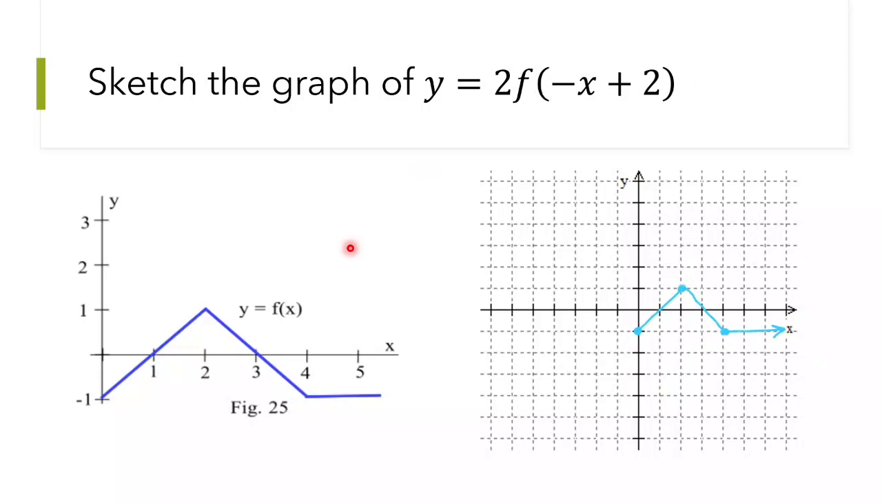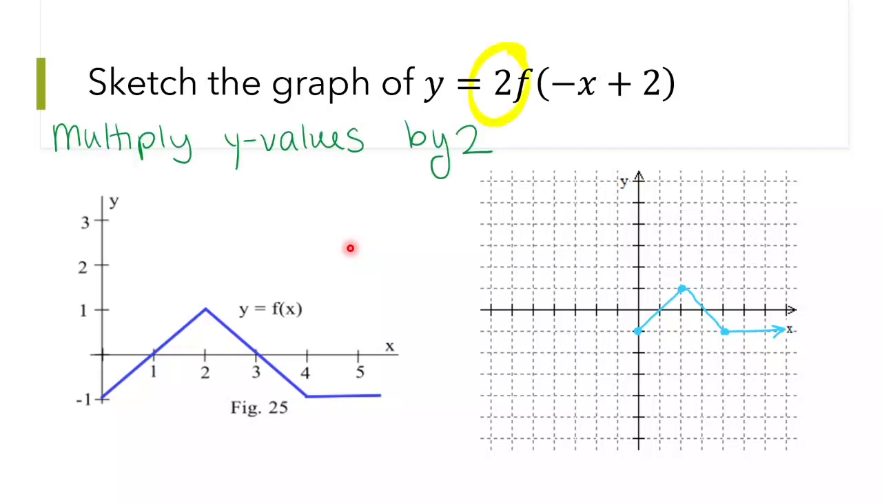Once again, I see both input and output transformations. I'll do my output transformations first. That 2 that's outside of the f of x is being multiplied. Output transformation, it's going to impact our y values. So I'm going to take all of my y values and multiply them by 2.